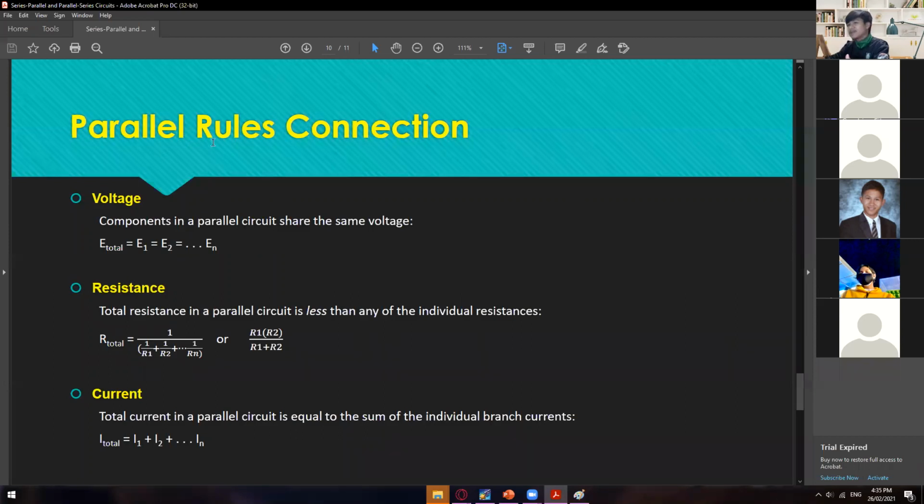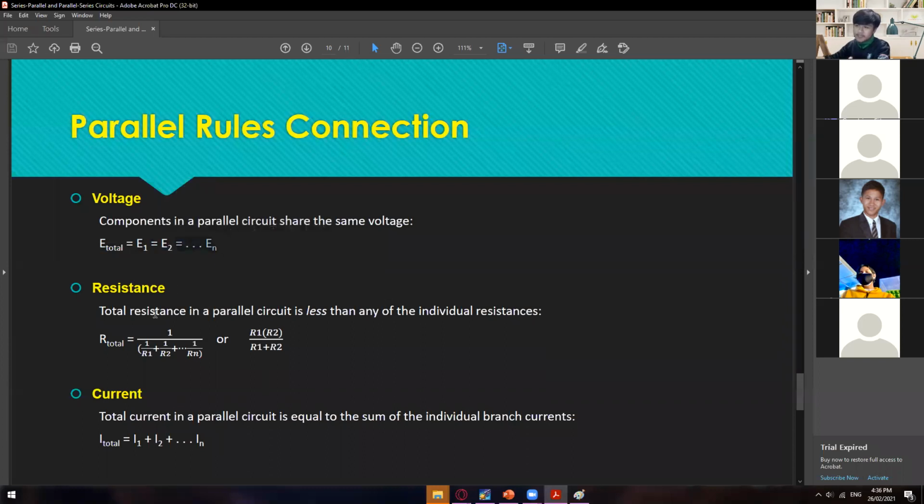And then for the parallel, for the voltage, as you guys may all know, this is one of the basics of parallel. So E total is equal to, let's say, this section, and then another section, and then another section. In every section, we have the same voltage. So E total is equal to E1, E2, etc.